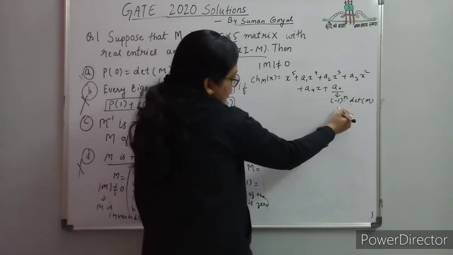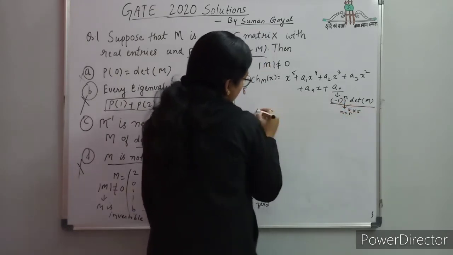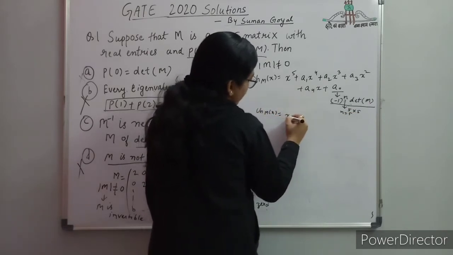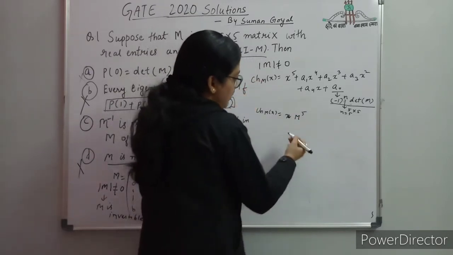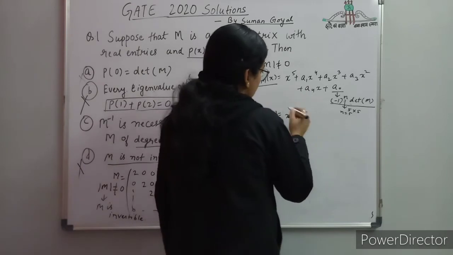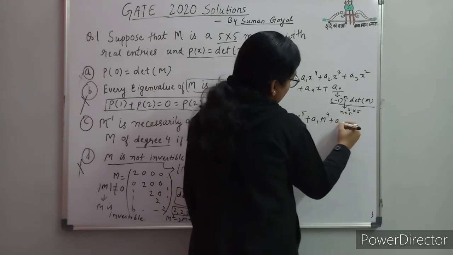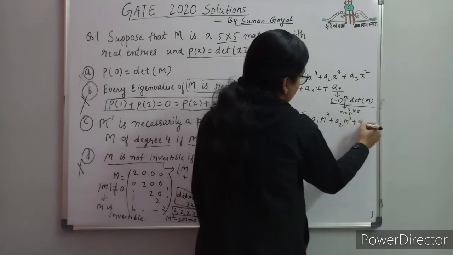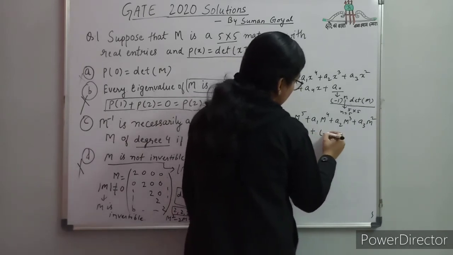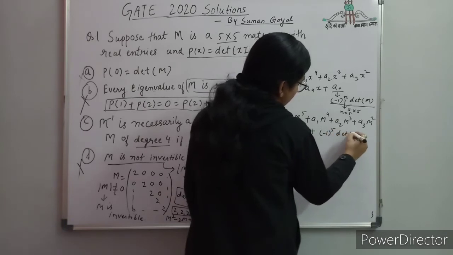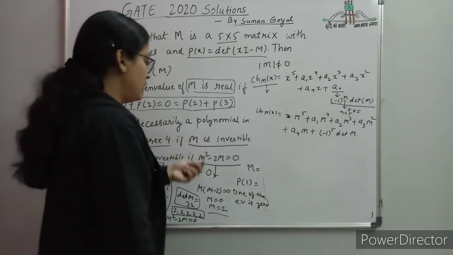Okay, now here the matrix is of 5 cross 5 order, so n is here 5. The characteristic polynomial will become, or the matrix satisfies its characteristic polynomial. You all know it, a minimal polynomial or characteristic polynomial, all the polynomials annihilate the matrix, meaning it satisfies the matrix. So you can write the equation in terms of M, because you have to find in the option minus 1 to the power 5 determinant of M. Okay, you have to find a polynomial in M of degree 4 if M is invertible.